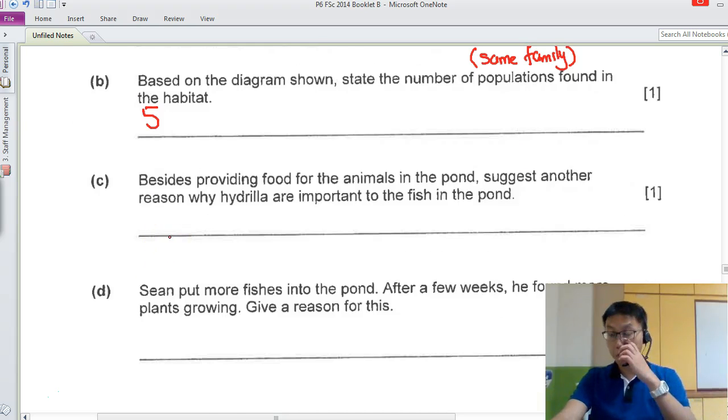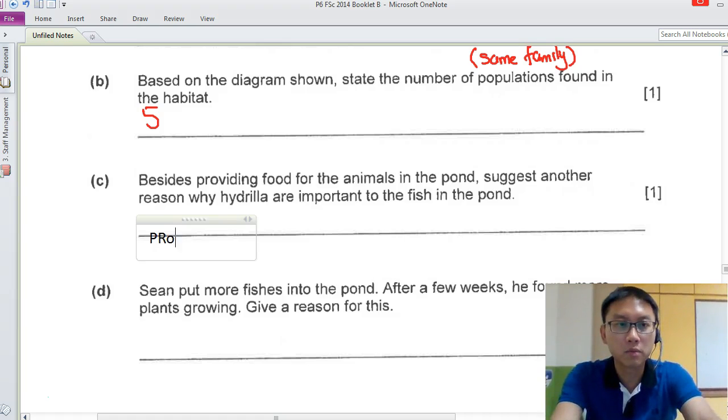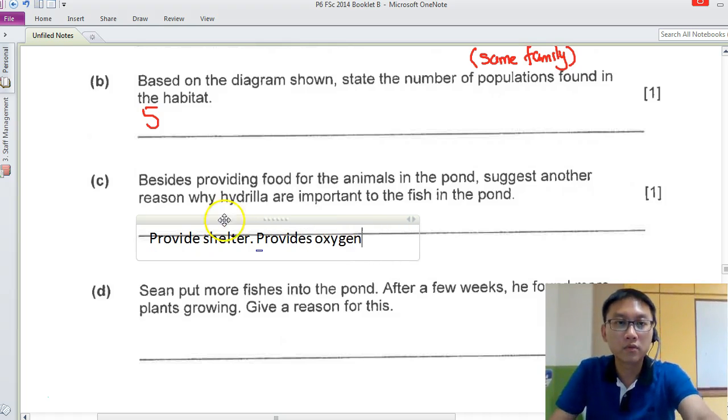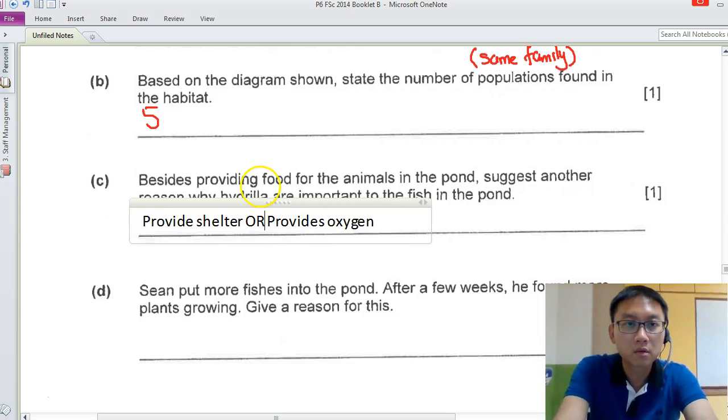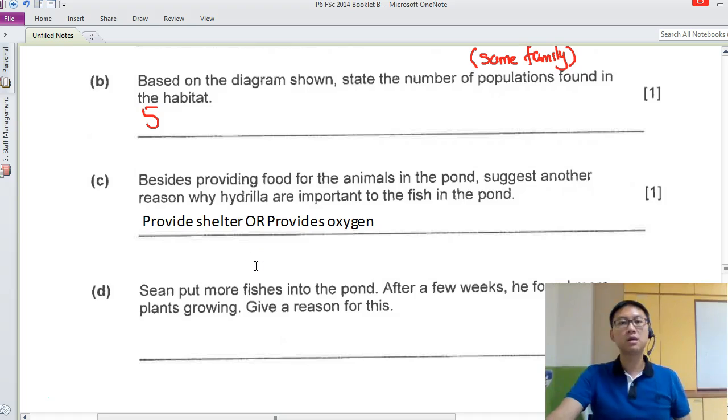Now besides providing food for the animals, give another reason why hydrilla is important to the fish in the pond. So a few reasons. One, it could be to provide shelter. So it provides protection. Or you can say it provides oxygen. That's the other reason. So you just have to give me one. So either tell me it provides shelter or protection for the animals in the pond, or it provides oxygen for the animals in the pond.